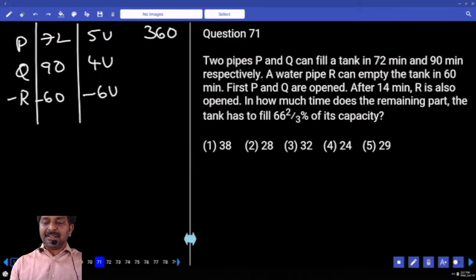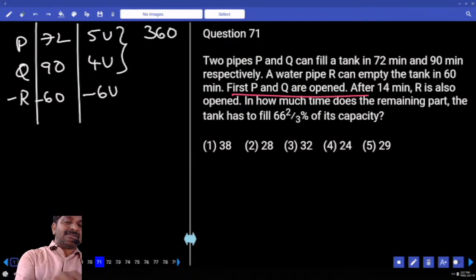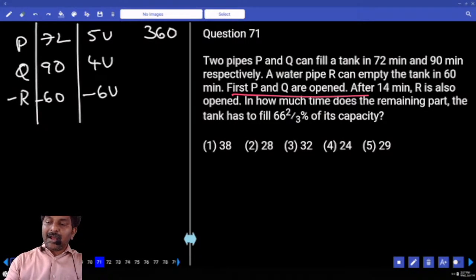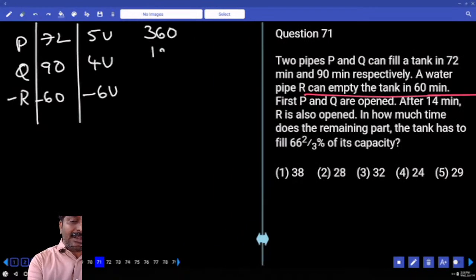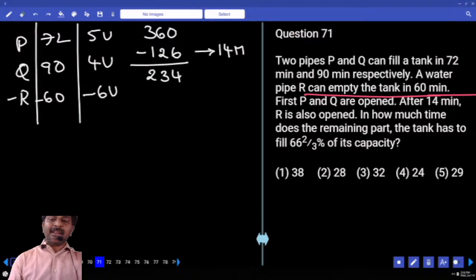Now I will start reading the condition. First P and Q are opened. How many units of work do they do? After 14 minutes. That means they work for 14 minutes, right? In 14 minutes they will do 14 into 9, which is 126 units. This is already done. How much is left? 234 units are left. Correct?